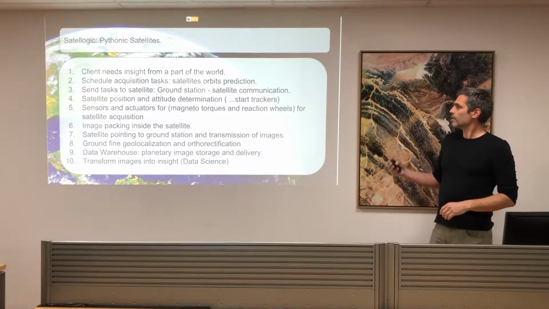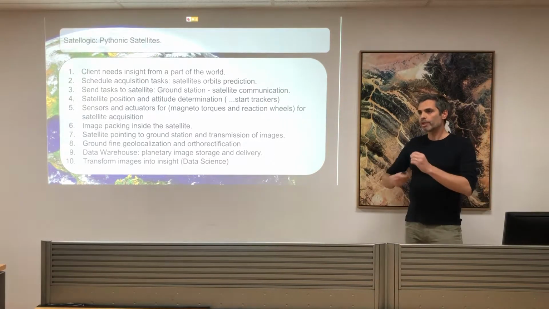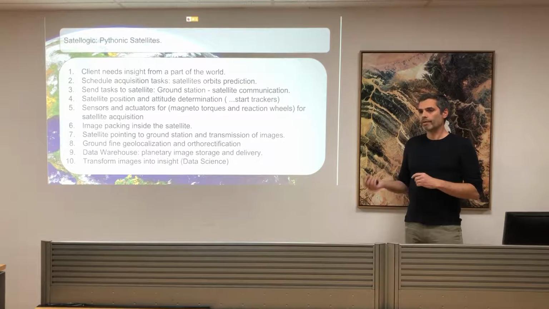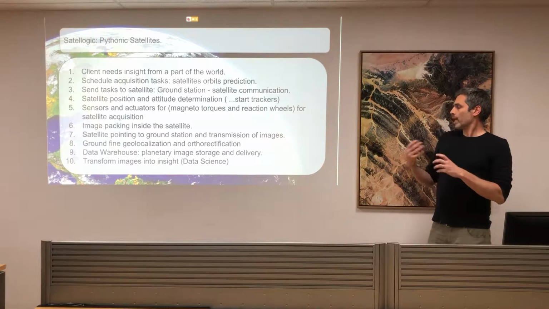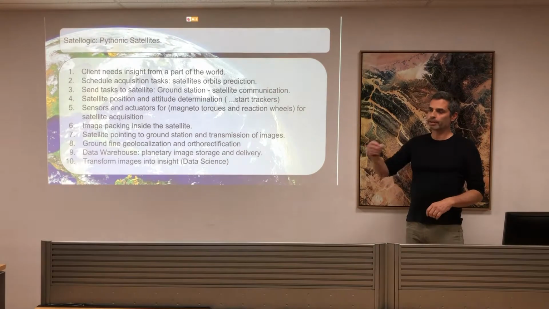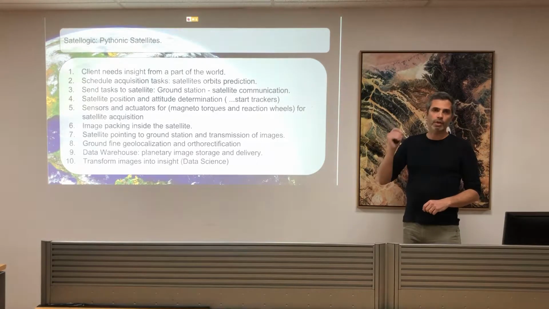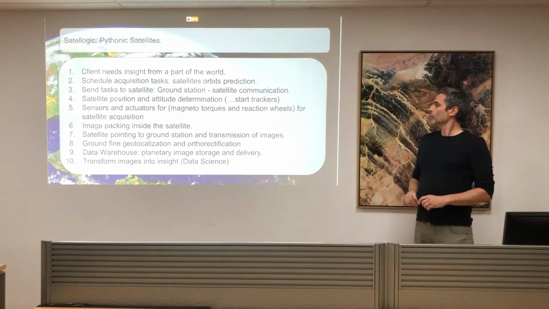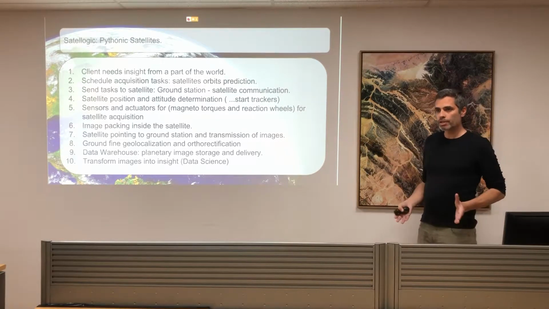This implies a lot of algorithms to predict the positions of the orbits of all the satellites that we have. This is done in Python. Once we have all the orbits of all the satellites, we can know which satellite is going to pass over the target and when it's going to pass. So we can tell that satellite at that moment in time you have to take a picture. To do that, also using Python, we send this task to a ground station.